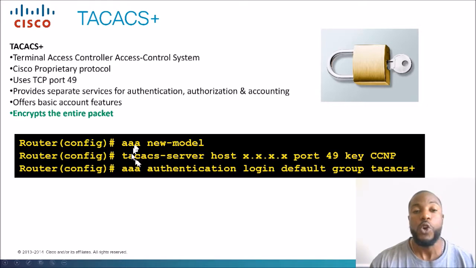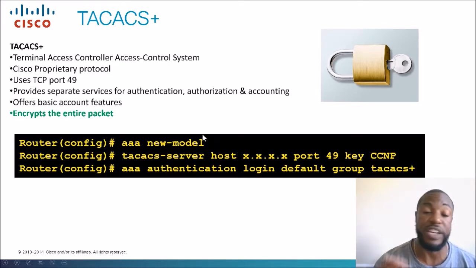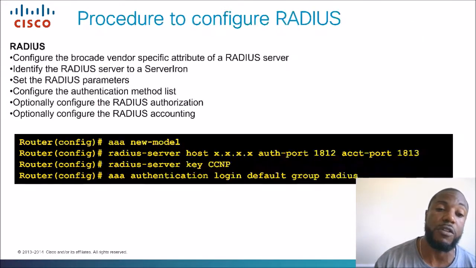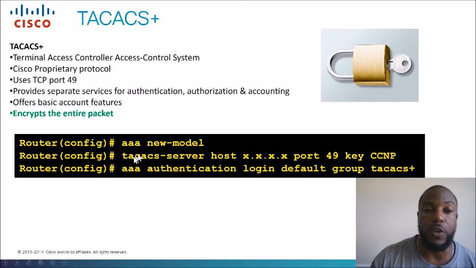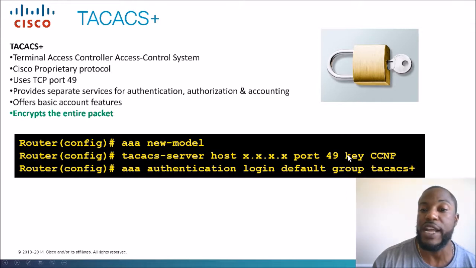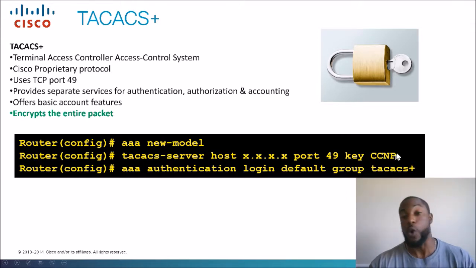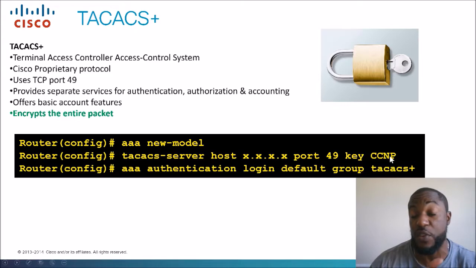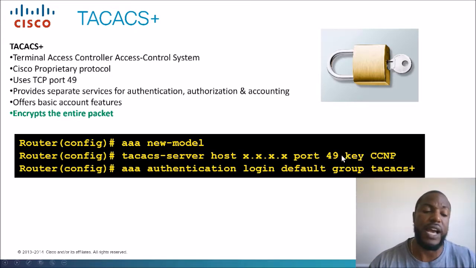All right, we're back. We said AAA new model, but that was already done in the last video. We're just continuing this video, right? We define a host with TACACS server, host, the IP address, port 49, the key, and then CCNP, or not CCNP, but whatever password, which in this case was Boston, right? I don't know if we got to do the port or not.